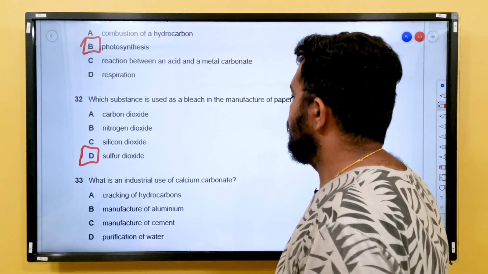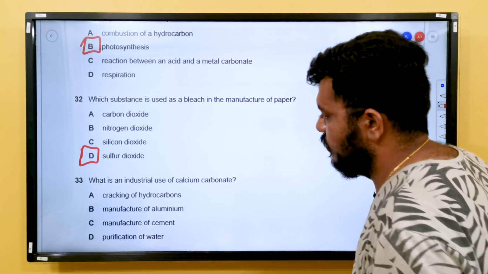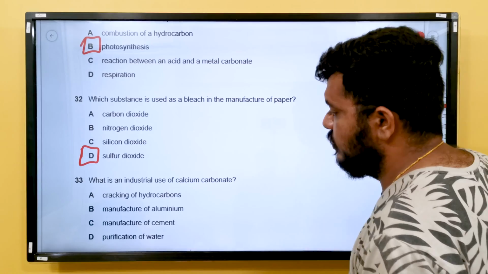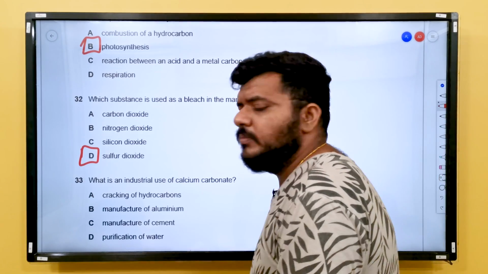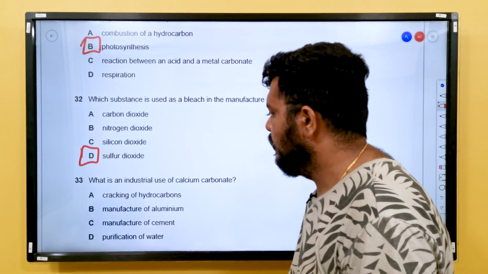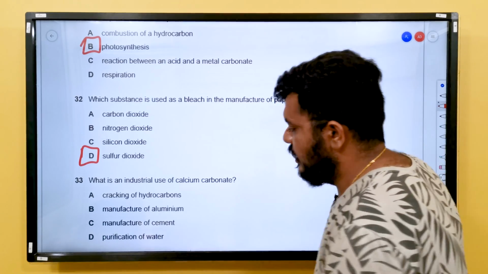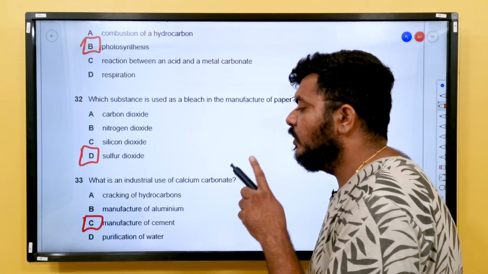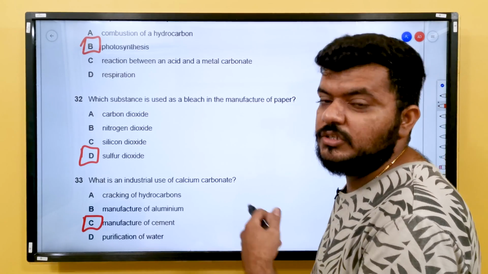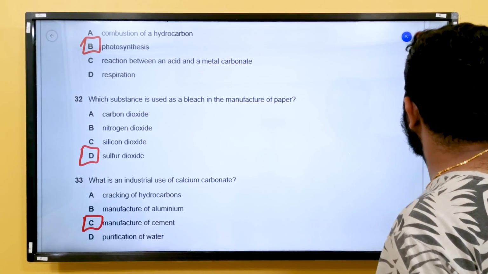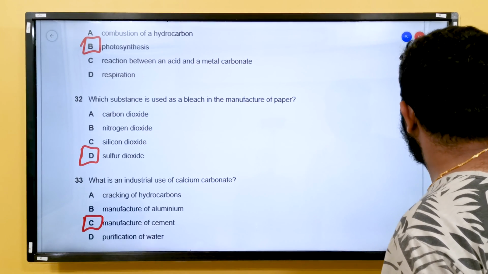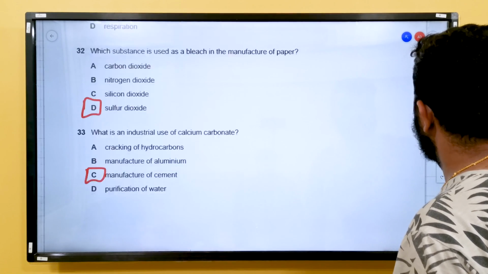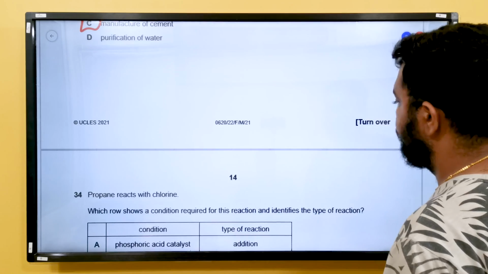What is an industrial use of calcium carbonate? Okay, cracking hydrocarbons? No. Manufacture of aluminium? We have not used it in that. Manufacture of cement? Yes. Not in purification of water. Even extraction of iron will be a correct answer. It is used inside the blast furnace. Let's move on to the next question.